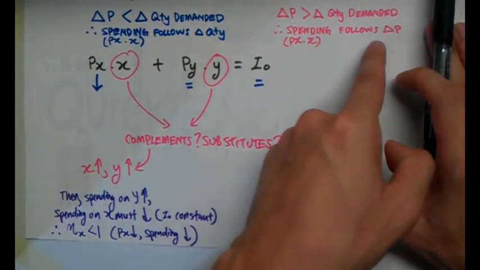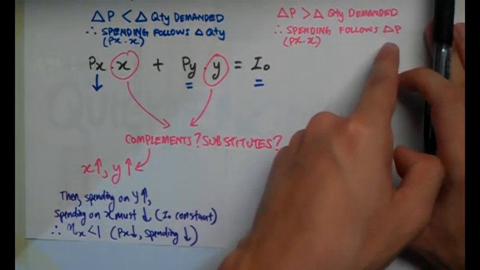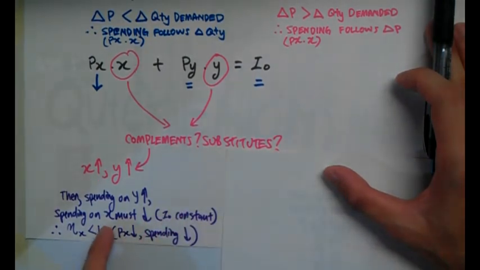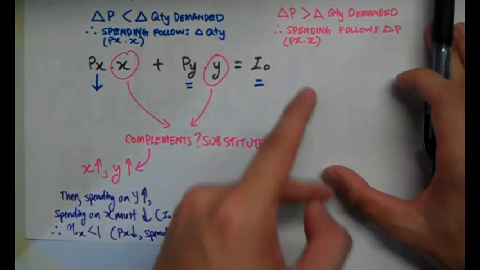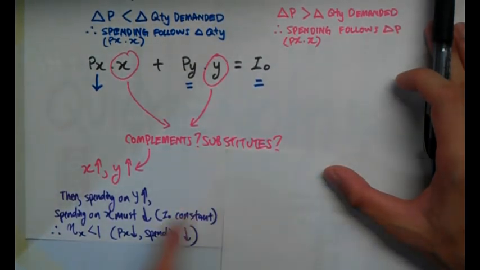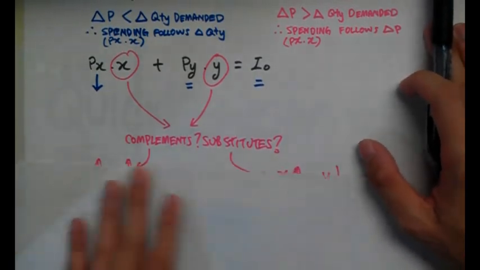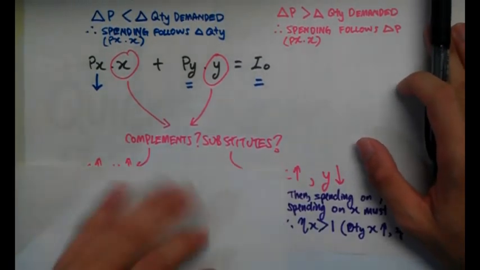Spending follows the change in price, the direction. Spending of X has dropped. Price of X has dropped. So they both move in the same direction. Therefore, we know that the elasticity is inelastic. It's less than 1. Now, what if there are gross substitutes?